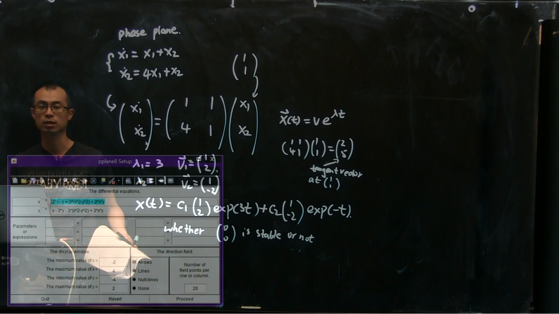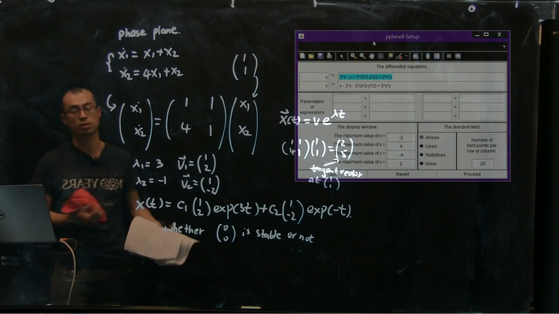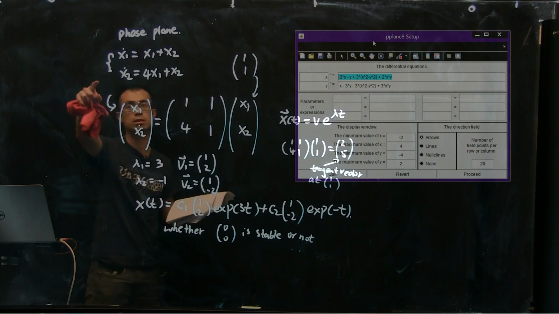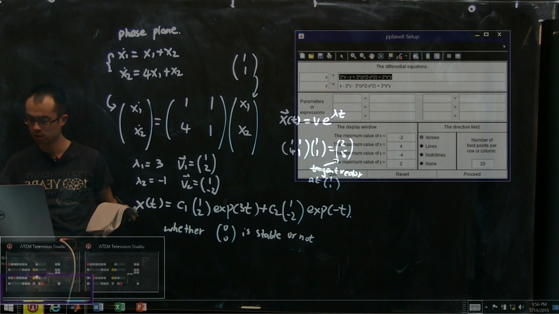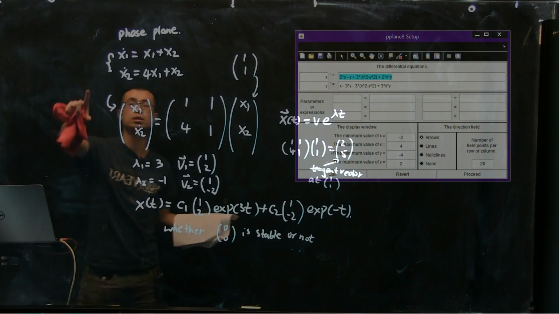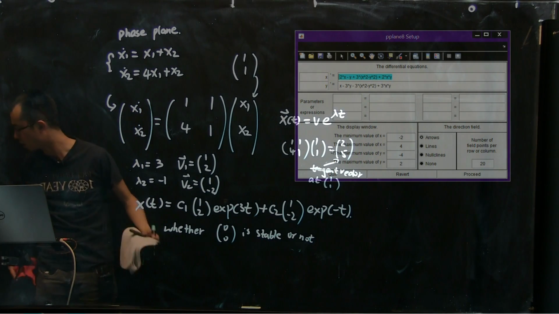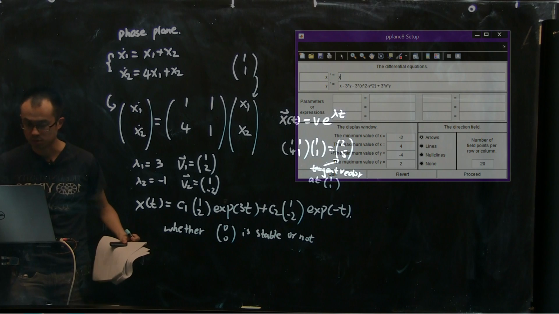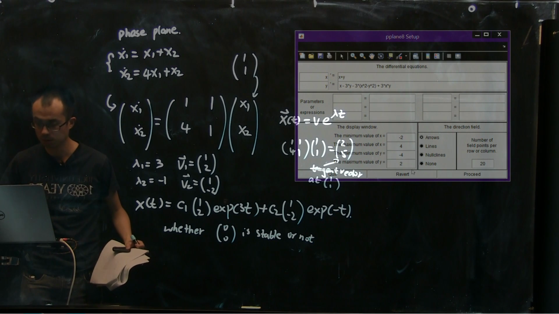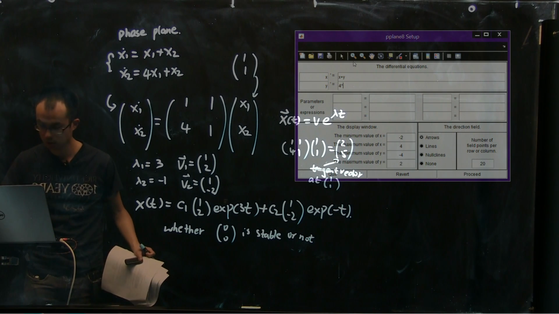Okay, so this is basically the interface that you will see. And obviously, in this case, we are using x1 and x2. But in the software, we are using x and y. But basically, it's the same thing. And we can transfer from the vector into x and y, and this becomes x plus y. And this becomes 4 times x plus y.